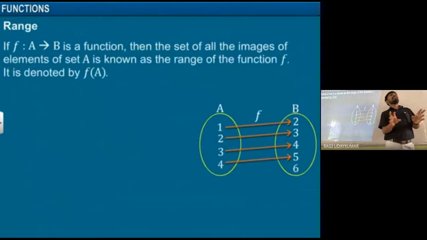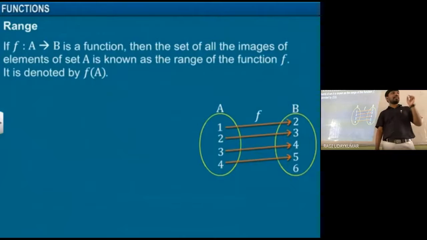But denotation here, ये पूरा set A है ना, ये function का range होता है, सेट का रेंज नहीं है, फंक्शन का रेंज. The function range is denoted by f of A. If it is a function A, f of capital A लिख दिया. So that is nothing but f of capital A is nothing but 2, 3, 4, 5. Okay. So that is range.